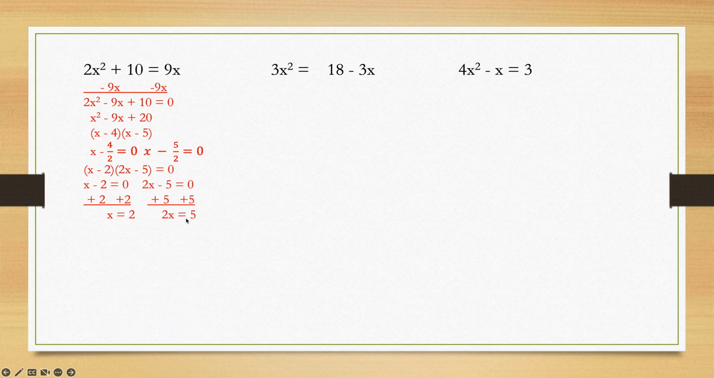But here's the thing about the right-hand side. It says 2x, it doesn't say x equals, so we're not done yet on that right-hand side. We divide by 2, and I get x equals 5 halves. So 2 and 5 halves are the answers.